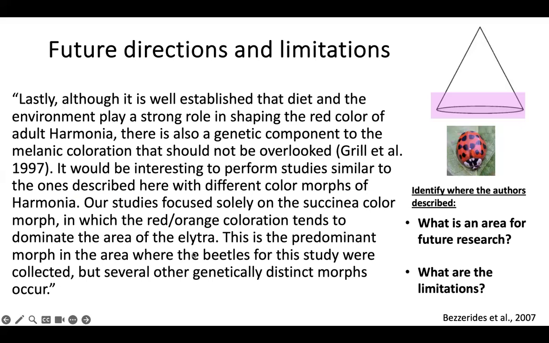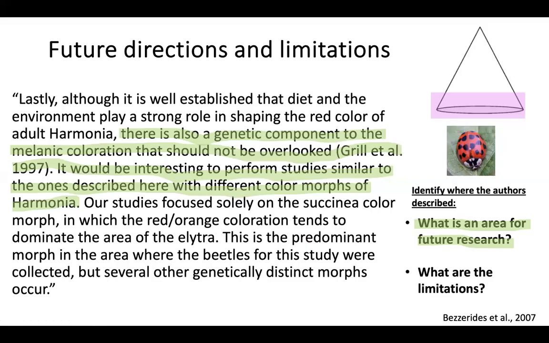All right. So first, let's look for that area of future research. They do a good job here. They note that there's first a really strong genetic component that they shouldn't overlook. And therefore, it's important to test studies similar to the ones described here with different color morphs of Harmonia. Great. Since there's a genetic component, they may not have captured everything. It's a great future direction.